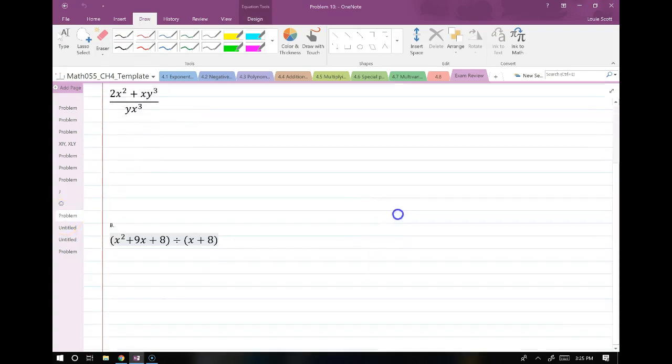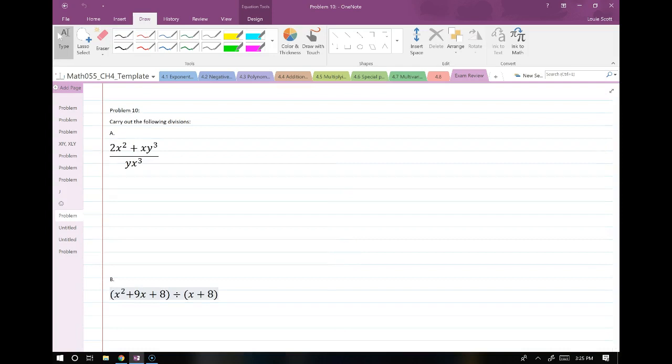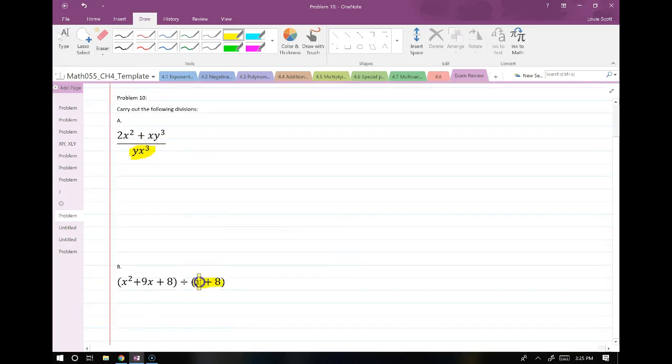Okay, so this is a division problem. This is another one. Like, you know, this problem always goes in there. And it always has two sections. One section, we're dividing by a monomial, right? Which means there's no pluses or minuses inside there. And then the other section, we're dividing by a binomial, and so we have to use long division.